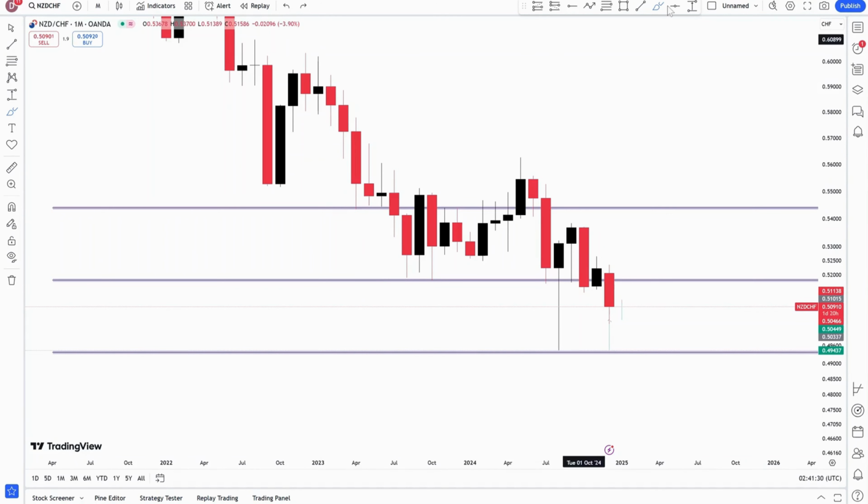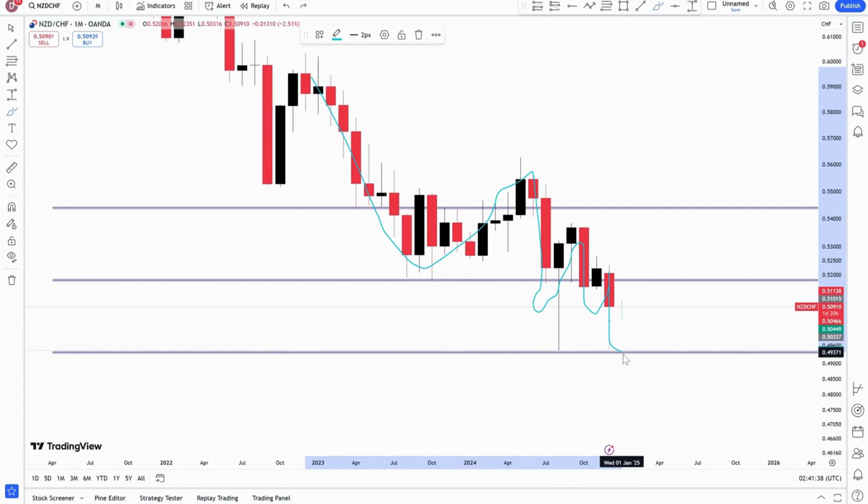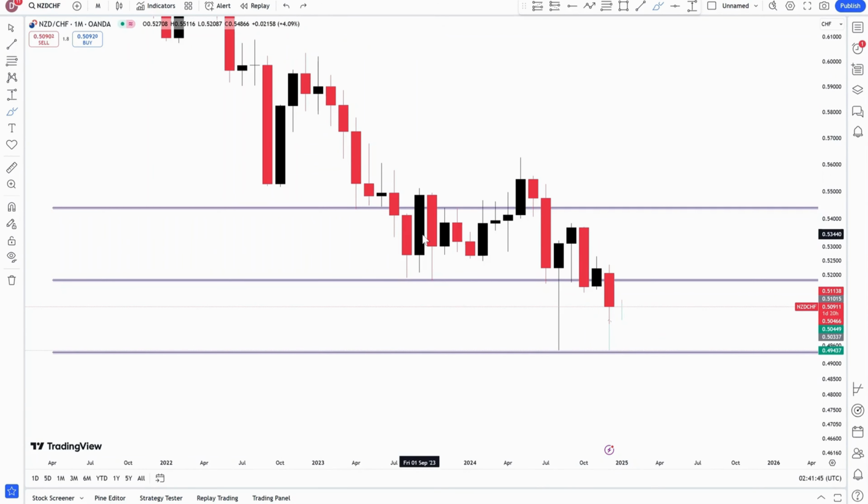So what are we expecting now? We're seeing the market creating lower lows and lower highs, so we're expecting the market to go down to this area here. So we'll jump into the weekly time frame to see how we can make use of this opportunity and see if we can find a setup that will let us enter NZDCHF and take the trade.